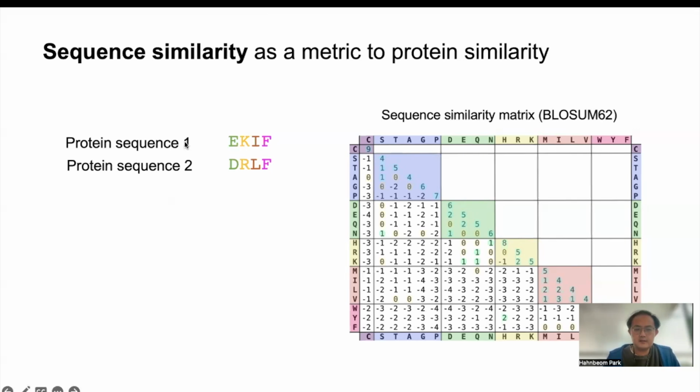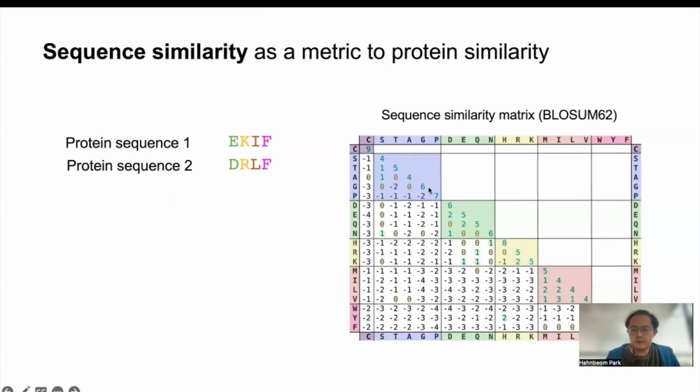Let's say there are 2 sequences having 4 amino acids like this. One is EKIF, the other is DRLF. If you just count identical amino acid pairs that match each other, there's only one, phenylalanine here. So in terms of identity, it's just 25%. But you know that E and D, the glutamate and aspartate, are very similar. Lysines and arginines are very similar, and isoleucines and leucines are also very similar.